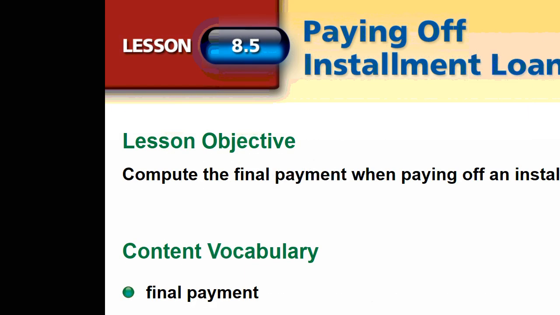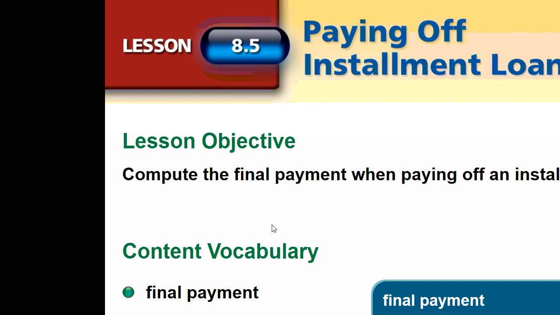Let's roll into 8.5, paying off installment loans. So our lesson objective is to compute the final payment when paying off an installment loan. Unfortunately, the final payment isn't just what you owe. It is what you owe plus the interest from the current month. So let's look at that definition. Final payment is a payment on a simple interest loan that consists of the previous balance plus the current month's interest. So you've got to make sure that you're paying enough.